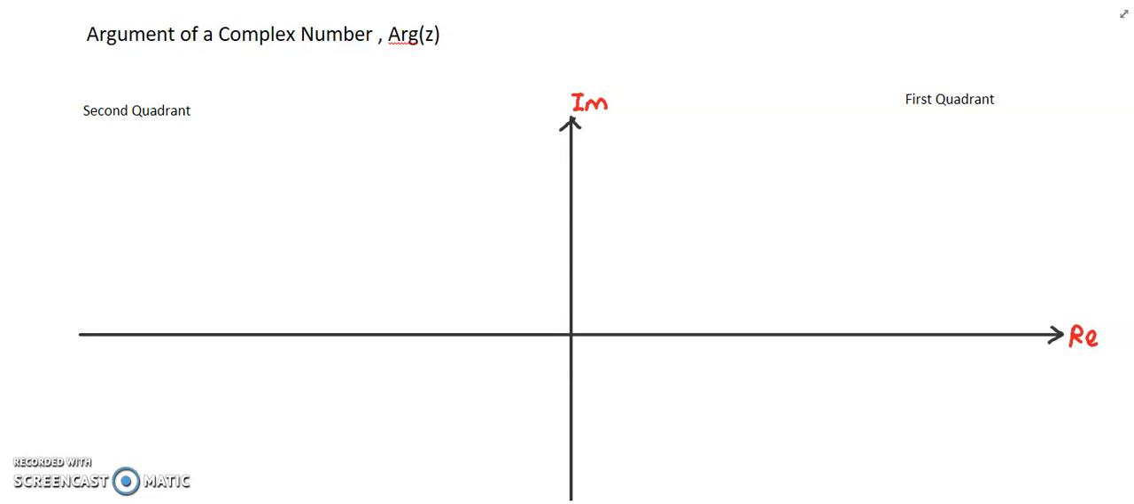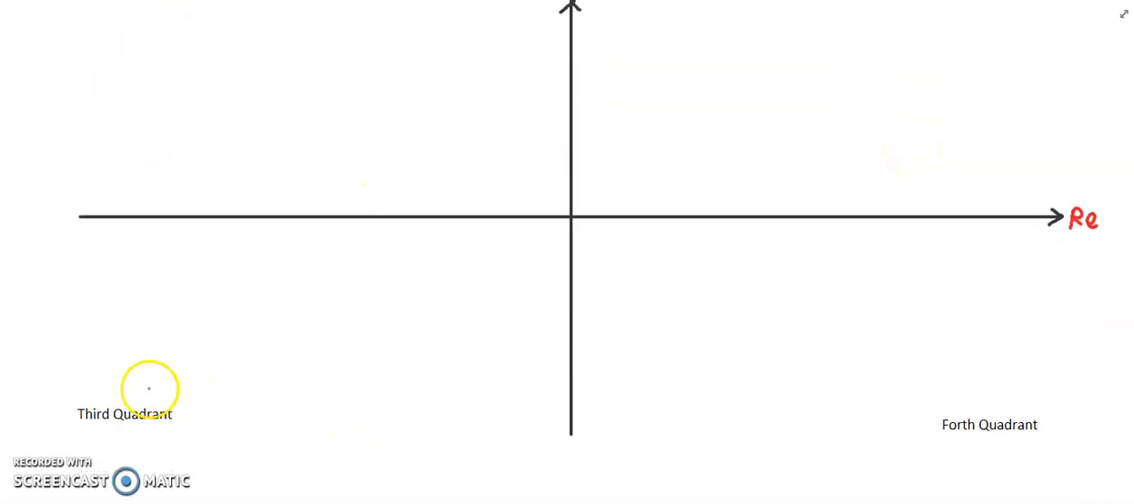Hi everyone, this video is going to share with you how to find the argument of a complex number. First of all, I'll introduce what the argument of a complex number is. Basically, a complex number might fall on our Argand diagram in either the first quadrant, second quadrant, third quadrant, or lastly the fourth quadrant.